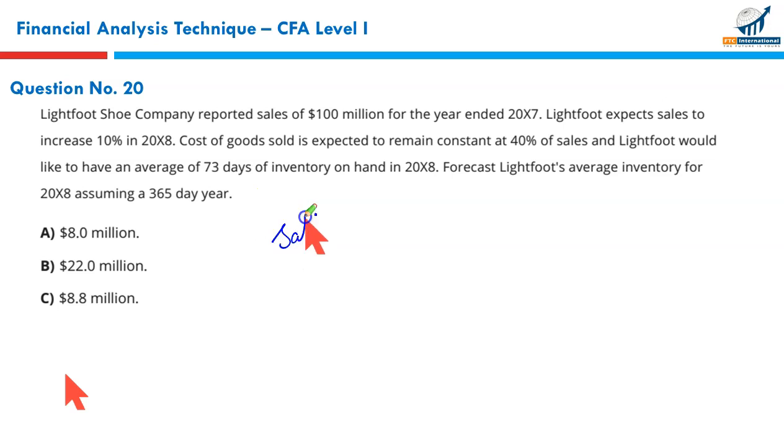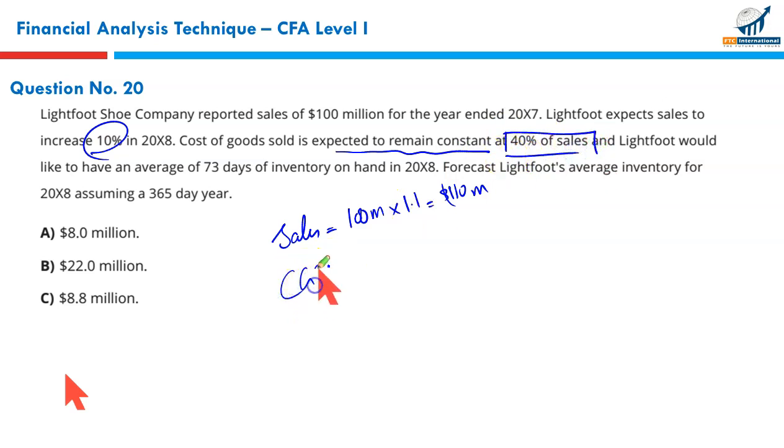We have been given the sales for the current year. The expected sales are going to be 10% higher, which means if the current sales level is 100 million, it is going to go up by 10%, which means the revised sales number for the next year would be 110 million. Okay. It says CGS is expected to remain constant. And what is the constant? 40% of sales. That means CGS is simply equal to 40% of your 110 million. That would be 44 million. Alright, what do we need now?